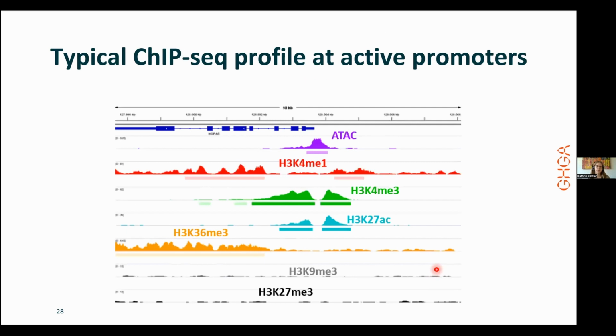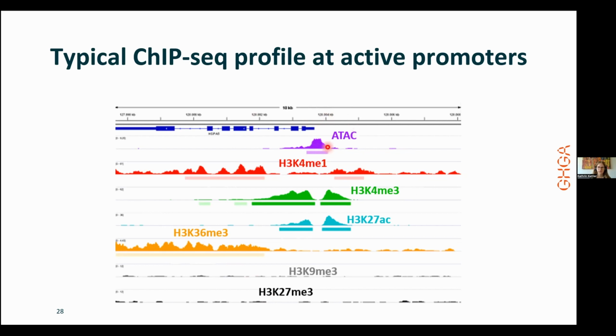So if we do this now for different histone modifications, we will get different genome-wide histone modification profiles. And now this is an example of how the histone modification landscape looks at a typical active promoter.